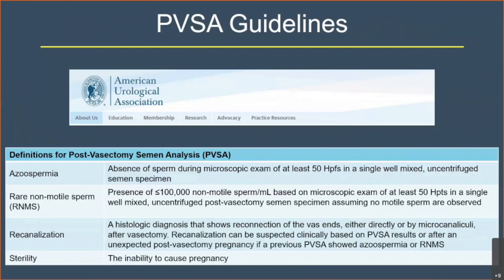PVSA guidelines. These are the American Urological Association guidelines, and they've provided the definitions for post-vasectomy semen analysis. The first is azoospermia, where there is absence of sperm during microscopic examination of at least 50 high-power fields in a single, well-mixed, uncentrifuged semen sample. The second, rare non-motile sperm, also abbreviated as RNMS, is presence of less than 100,000 non-motile sperm per ml, again based on similar microscopic examination as the first one.